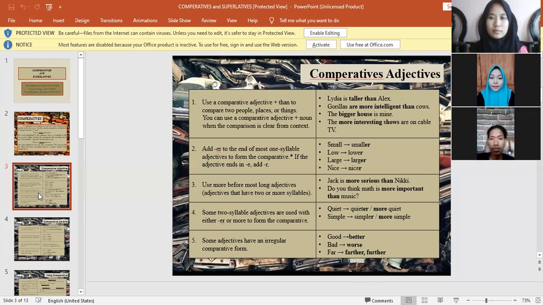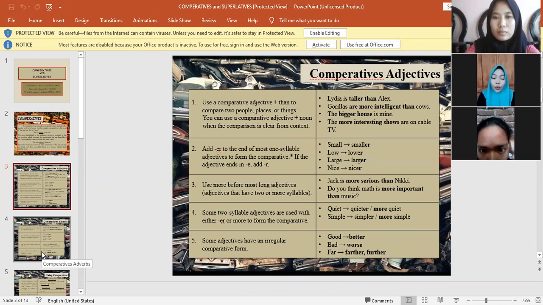Comparative adjectives. For the first, use a comparative adjective plus than to compare people, places, or things. You can use a comparative adjective plus noun when the comparison is clear from the text. For example, Lydia is taller than Alex. Gorillas are more intelligent than cows. The bigger house is mine. The more interesting shows are on cable television.